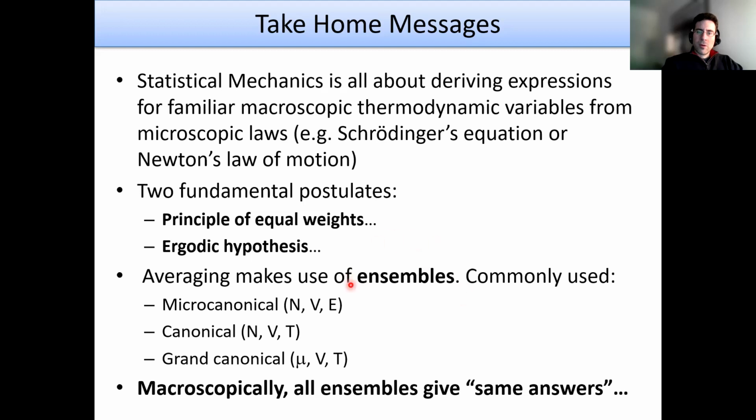So what are these ensembles? Collections of states that may be subject to certain macroscopic constraints. And on top of that, we also have probability measures in these ensembles. So commonly used ensembles are the microcanonical, in which we have a fixed number of particles, volume, and energy. The canonical ensemble, in which we have a fixed number of particles, volume, and temperature, and then the grand canonical ensemble, in which we have known chemical potential and temperature, and also the volume of the system.